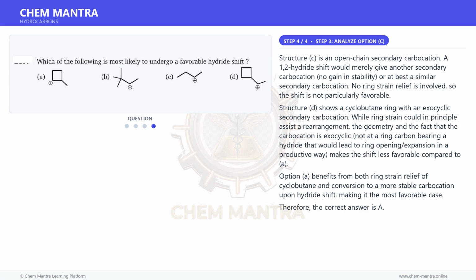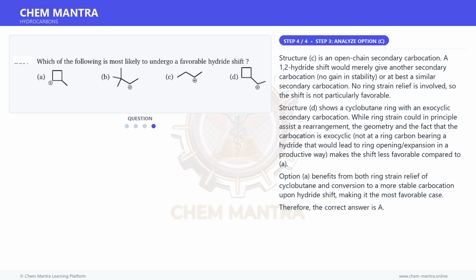Structure D shows a cyclobutane ring with an exocyclic secondary carbocation. While ring strain could in principle assist a rearrangement, the geometry and the fact that the carbocation is exocyclic, not at a ring carbon bearing a hydride that would lead to ring opening or expansion in a productive way, makes the shift less favorable compared to A.